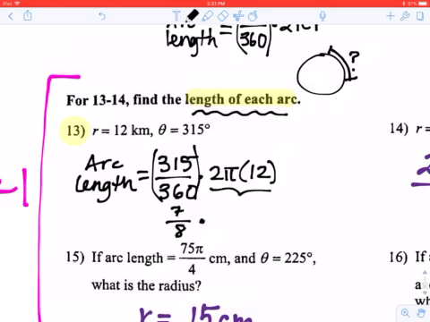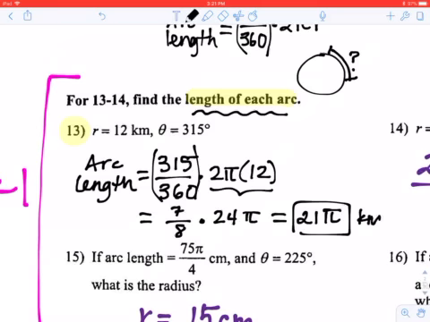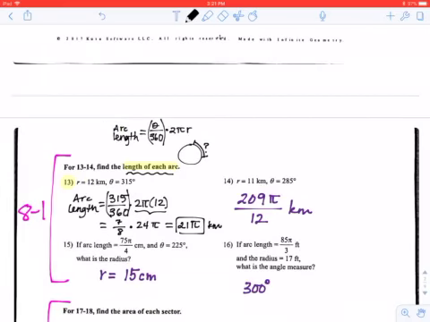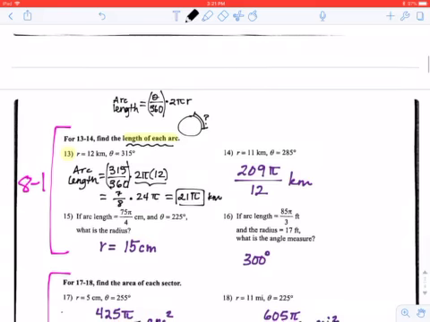Times, and then I can go ahead and multiply those. So that's going to become 24 pi. Remember to leave your answer in terms of pi. Then all you have to do is take that fraction in your calculator, 7 over 8, and multiply it by 24. And we get 21 pi as our arc length, which would be in kilometers. Okay? That make sense? I sure hope so. And I'll go ahead and do 15 while I'm on here.